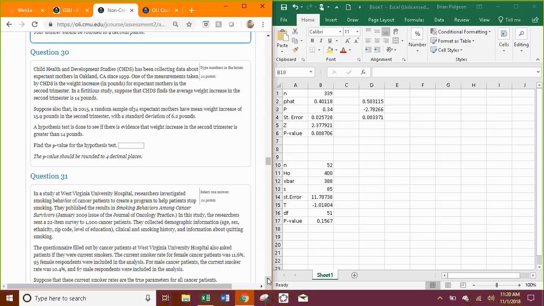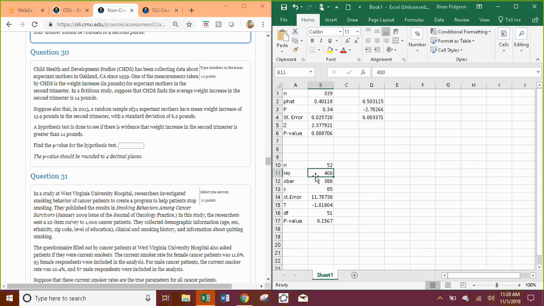Number 30. Child Health and Developmental Studies have been collecting data about expectant mothers in Oakland, California. One of the measurements taken by CHDS is the weight increase. In a fictitious study, suppose that CHDS finds that the average weight increase is 14. Okay, let's do our null hypothesis is 14. A random sample of 34 expectant mothers has a mean weight increase of 15.9, with a standard deviation of 6.2.